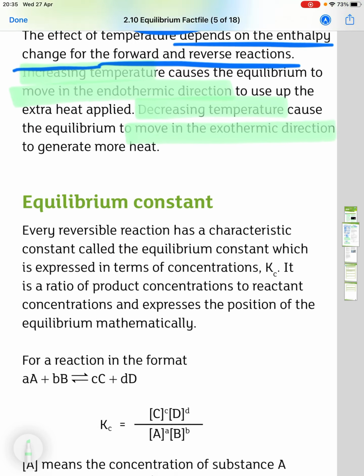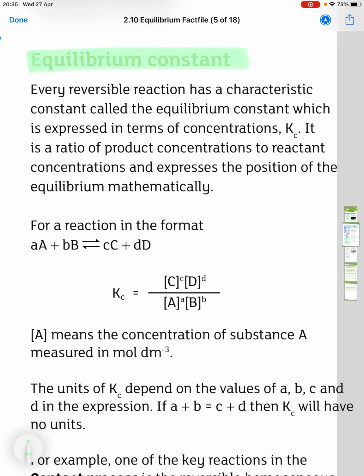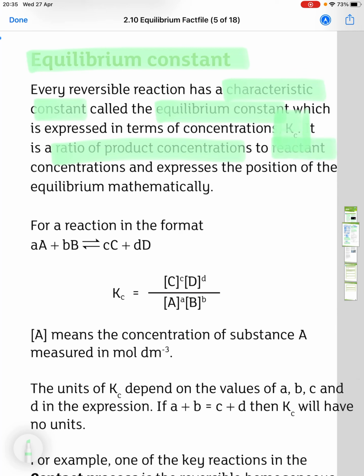You also need to be able to work out the equilibrium constant for a reaction. So every reversible reaction has a characteristic constant called the equilibrium constant, which is expressed in terms of concentrations, and it's Kc. So it's a ratio of product concentrations to reactant concentrations and expresses the position of the equilibrium mathematically.